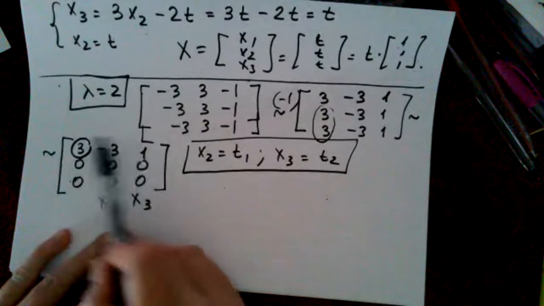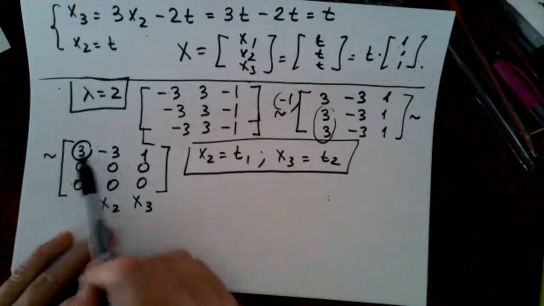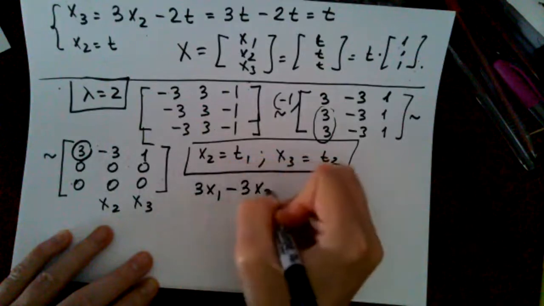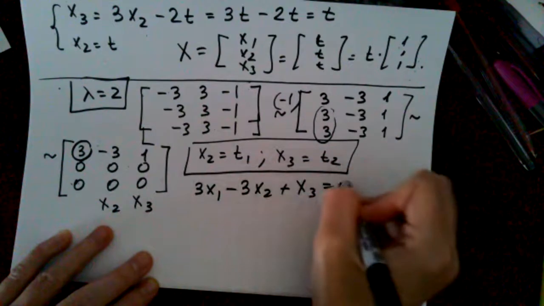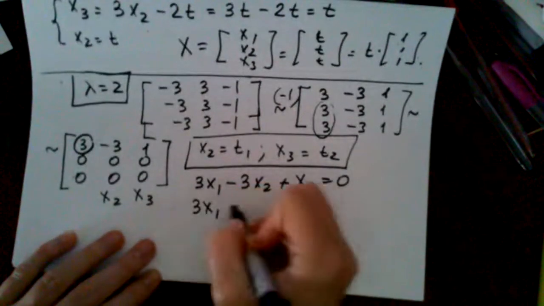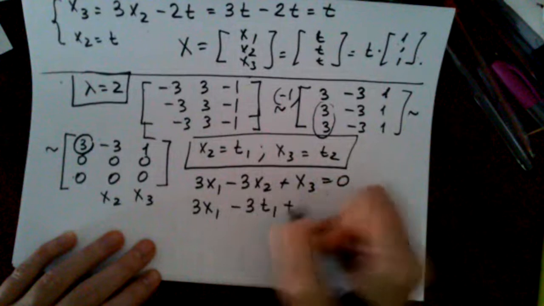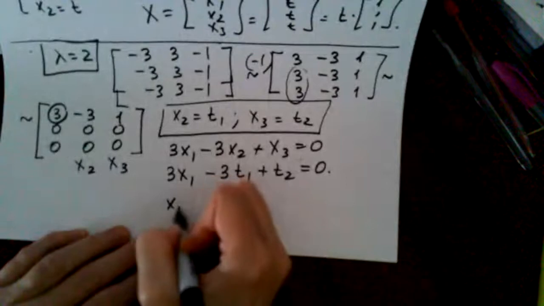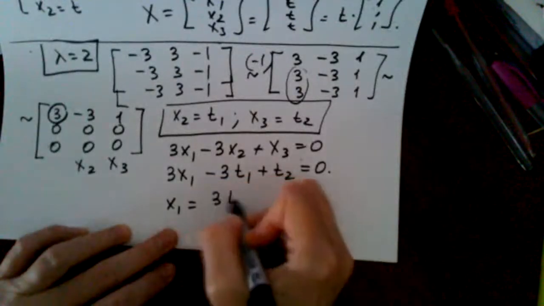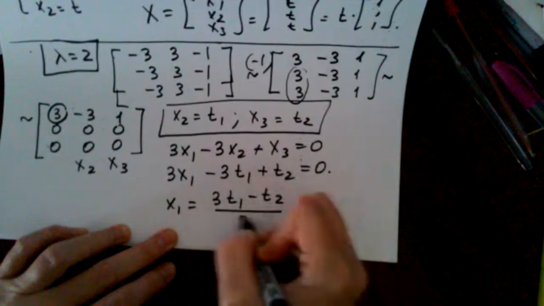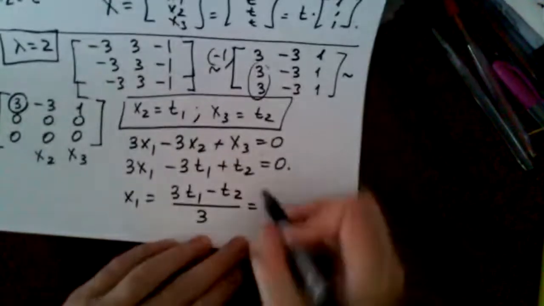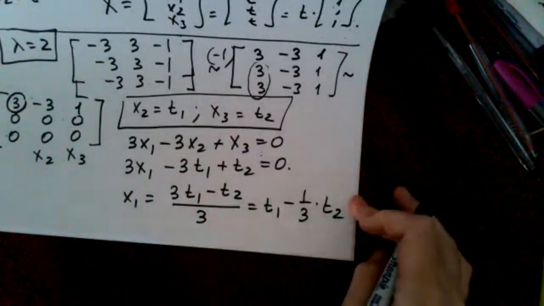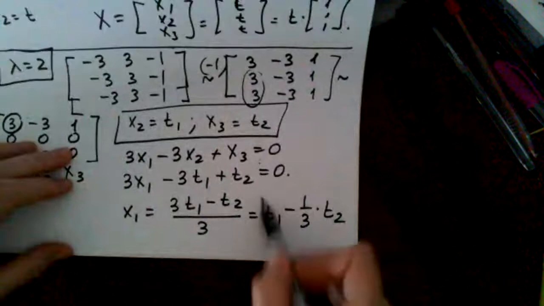Then after that, we usually get back to our equations. We are left with only one equation here: 3x1 minus 3x2 plus x3 is equal to 0. We can substitute our t's: 3x1 minus 3t1 plus t2 is equal to 0. Now we need to express x1 in terms of the remaining variables. It will be (3t1 minus t2) divided by 3. And it's better to write it in this form: t1 minus 1/3 times t2. Looks much better.